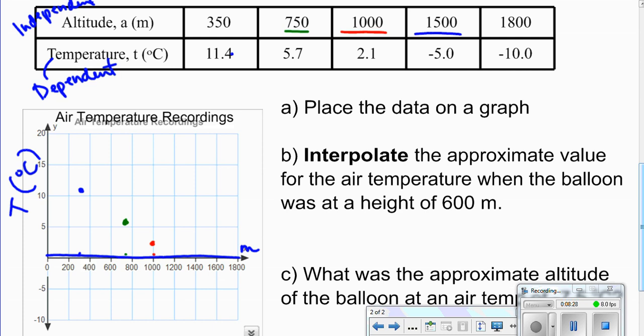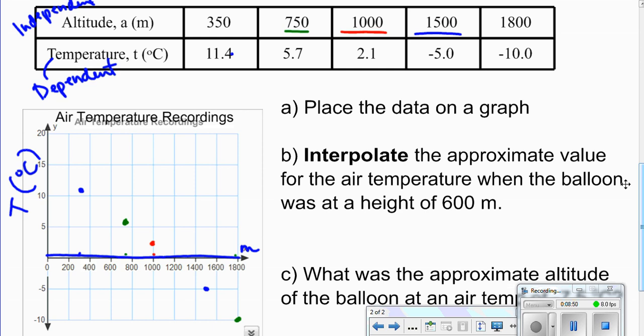1,500. That'll be right between 1,400 and 1,600. And then -5 temperature, so that's going to be exactly on the -5 line. And then 1,800 meters, that's exactly there, and then -10. So that's one of the points we know exactly. Okay, so place the data on the graph.